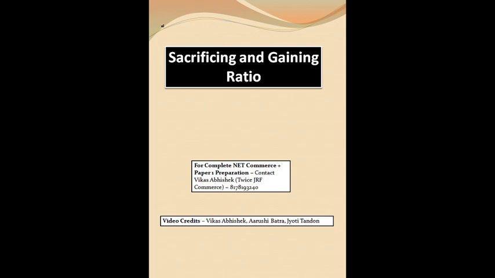Before beginning, let me tell you, this video is also kind of important from UGC NET point of view, since the question can be asked amongst these two ratios as well. So let us now begin and understand what these ratios are and how these ratios are calculated.